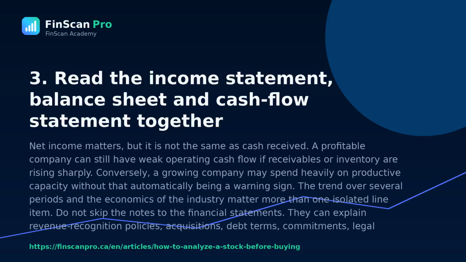Net income matters, but it is not the same as cash received. A profitable company can still have weak operating cash flow if receivables or inventory are rising sharply. Conversely, a growing company may spend heavily on productive capacity without that automatically being a warning sign. The trend over several periods and the economics of the industry matter more than one isolated line item.